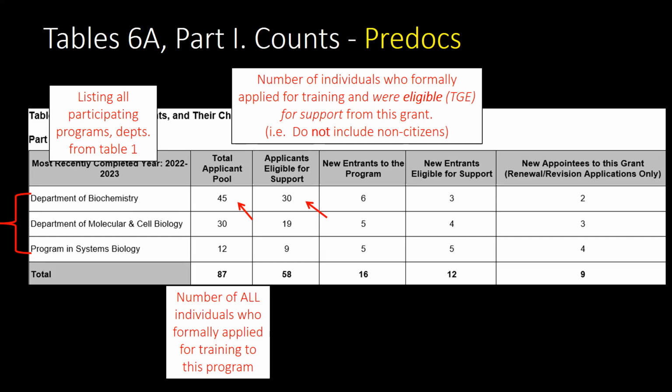And then that next column says the applicants that are eligible for support. This means exclude all non-citizens, because non-citizens are not eligible to be on the training grant. So what you can infer here is there's a total of 45 applicants, but only 30 of them are permanent residents and citizens. So 15 of them are non-citizens. We're excluding those from this number here.